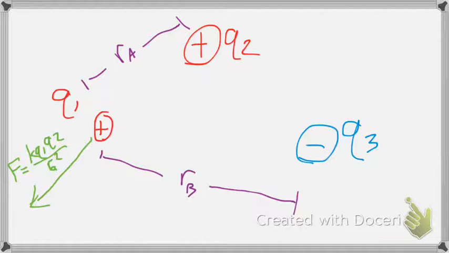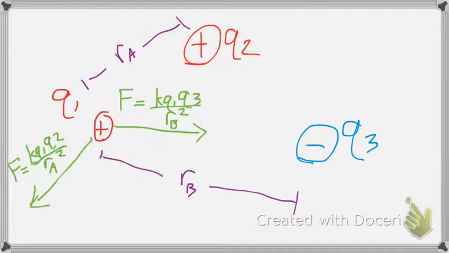Now, if I label the distance from Q1 to Q2 as RA, and the distance from Q1 to Q3 as RB, then I'll find the force just from Q2 as KQ1Q2 over RA squared. Okay? Since it's a repulsive force, I know that it points directly away from Q2. Then I'll do it all over again between Q1 and Q3. And that force will just be KQ1Q3 over RB squared. Now, because Q3 is negative and Q1 is positive, that force will be pointing directly toward Q3 because it's an attractive force.